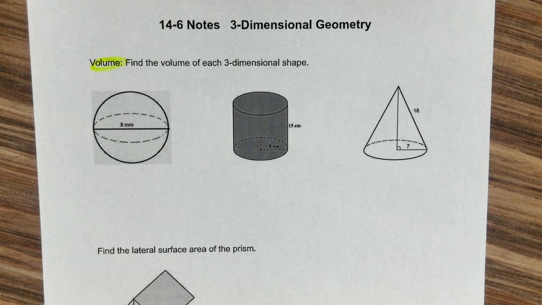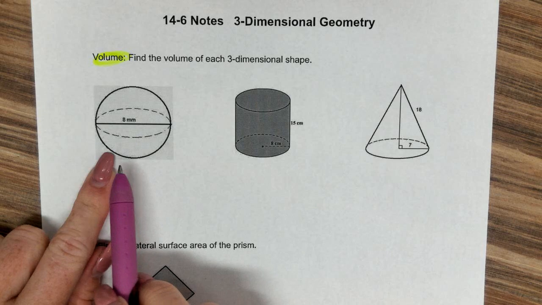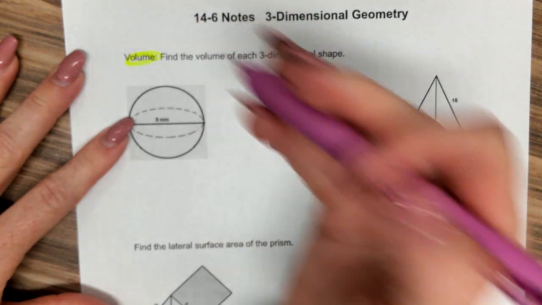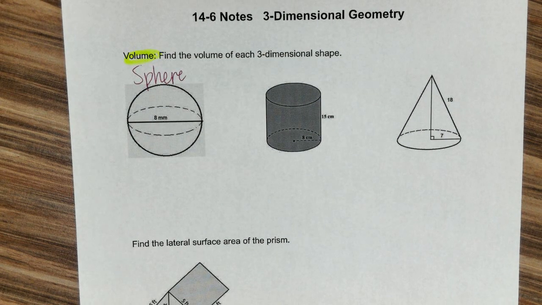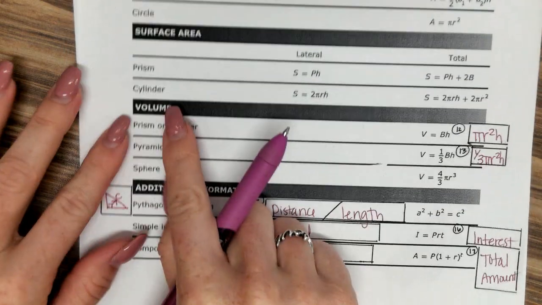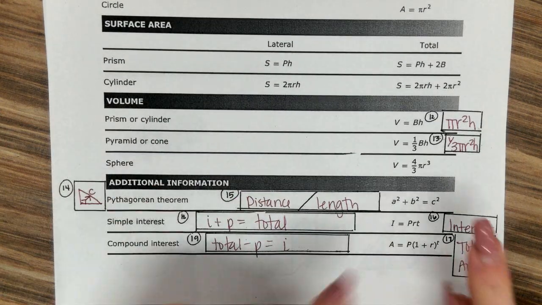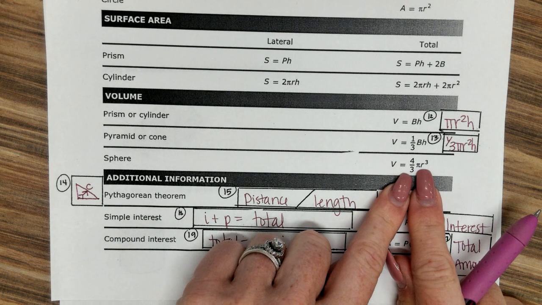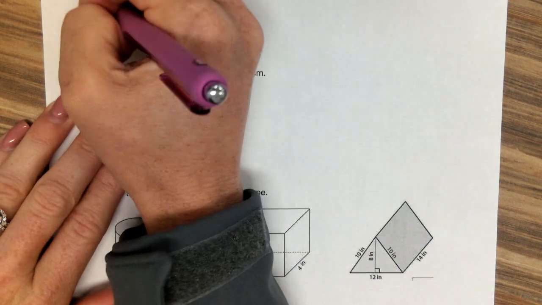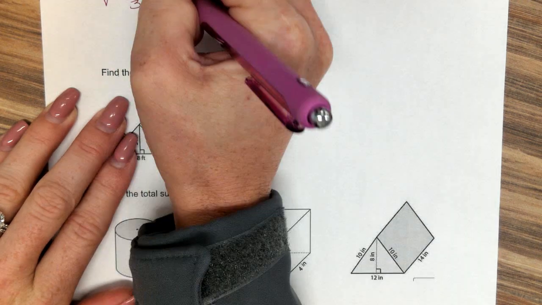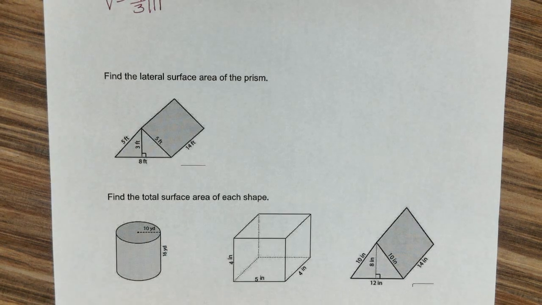So the first thing you have to decide is what kind of shape is this? So tell me, what kind of shape is this? This is a sphere. So you're going to go to your star chart and find volume of a sphere. And you are going to write the formula down exactly how you see it. You don't get to change it. It's volume equals 4/3 pi r cubed. Right here. Volume equals 4/3 pi r cubed.